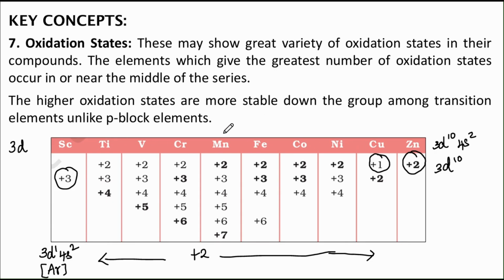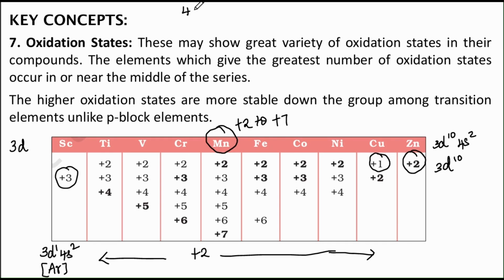Then the element which shows the most oxidation states exists in the middle of the series. That element is manganese. Manganese is the only element which shows oxidation states from +2 to +7. So it shows a total of 6 oxidation states, and the element which shows the most oxidation states always exists in the middle of the series.